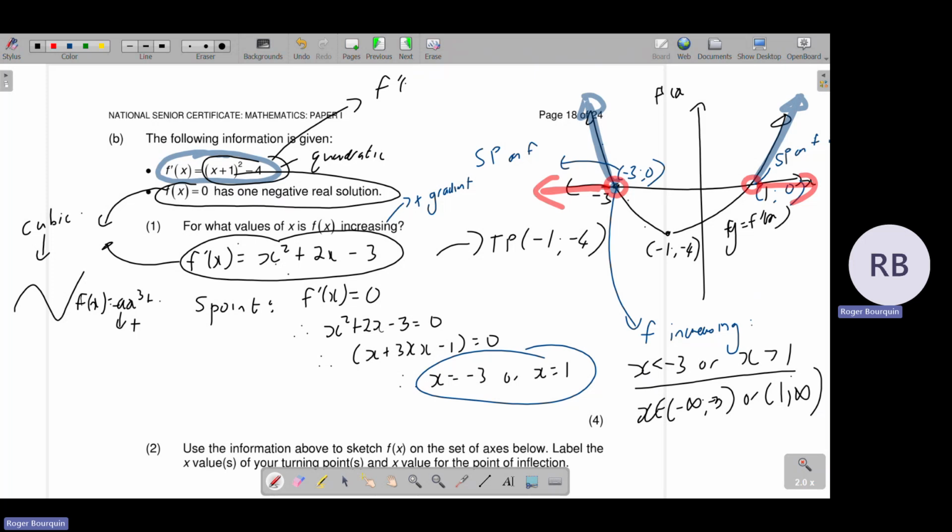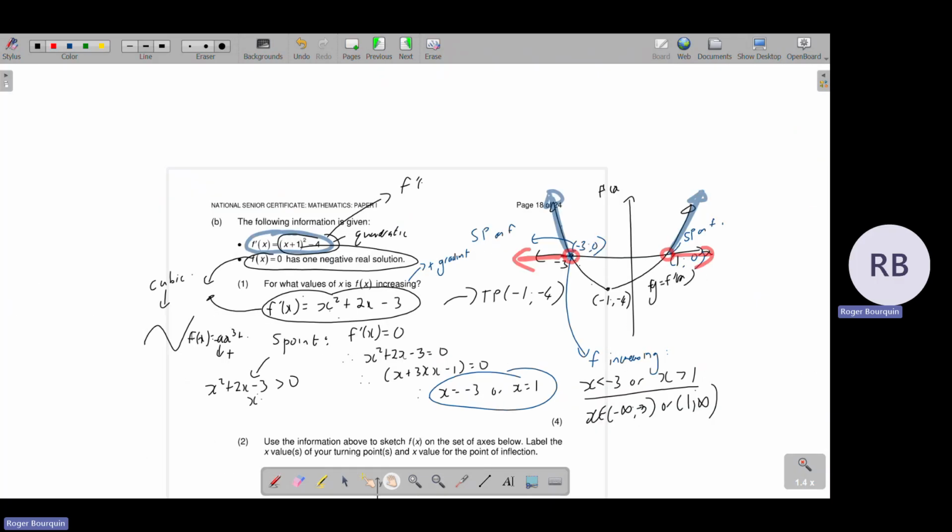Yeah, you can. You could have said, when is x squared plus 2x minus 3 bigger than 0? And to do that, you get the x-intercepts, right? Yes. So you almost do draw the graph to do it. Okay. You finished, guys? Right. Okay. Now, the next one.